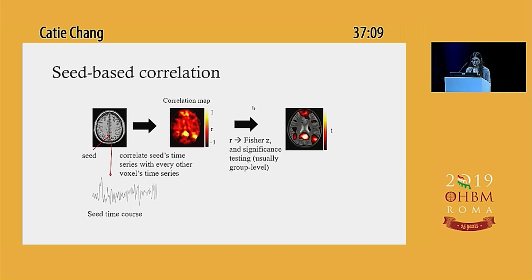Then typically we do a transformation from correlation using a Fisher-Z transformation to make it a little more well-behaved for our statistics. And then we can subject these maps to statistical tests, typically over a number of subjects. And so we get a seed-based functional connectivity map that's associated with where we placed our seed.